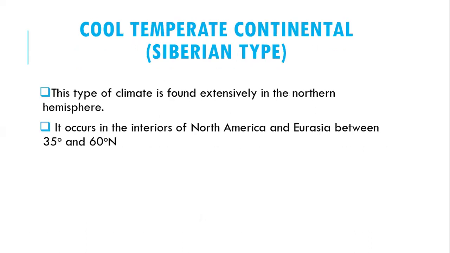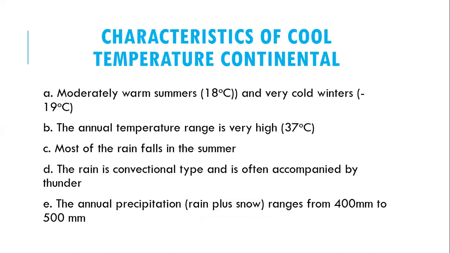Let's move on to the second one, the cool temperate continental, the Siberian type. This kind of climate is found extensively in the northern hemisphere. It occurs in the interiors of North America and Eurasia between 35 degrees and 60 degrees north. The characteristics of the cool temperate continental: moderately warm summers of 18 degrees and very cold winters of -19 degrees. The annual temperature range is very high, about 37 degrees.